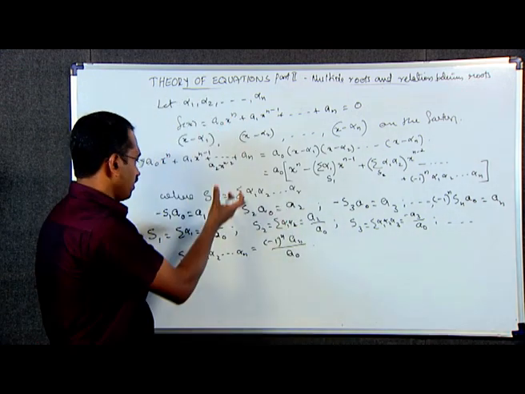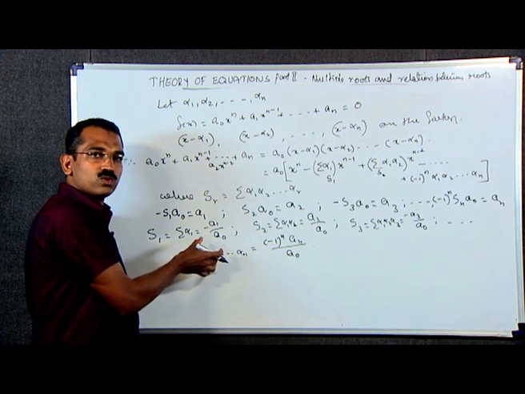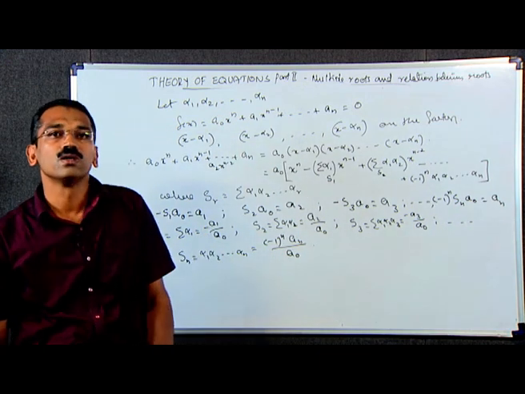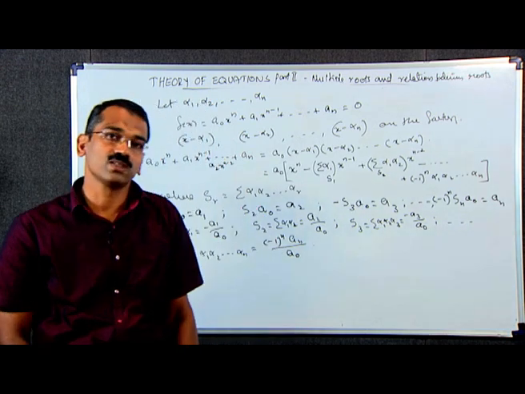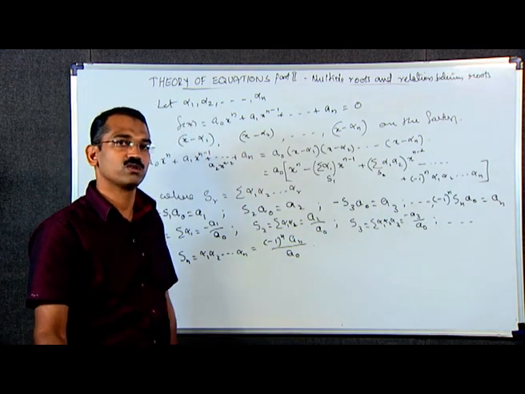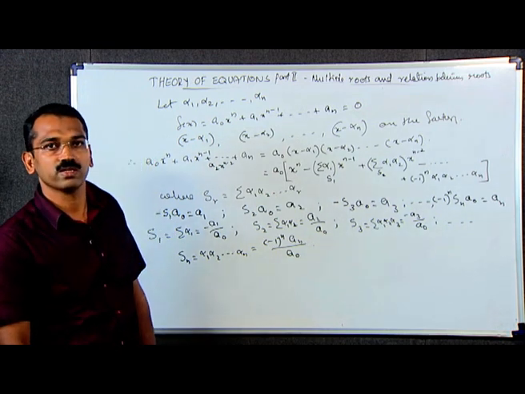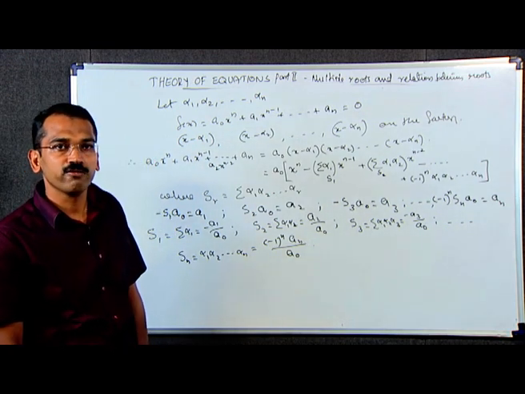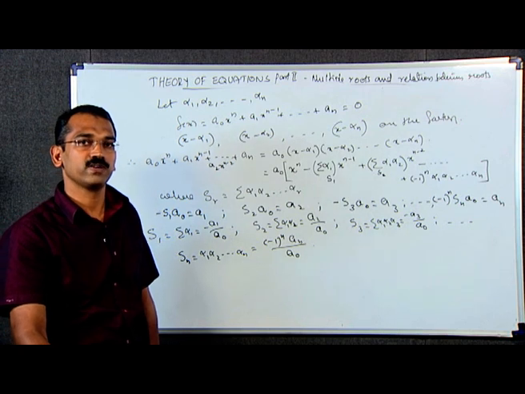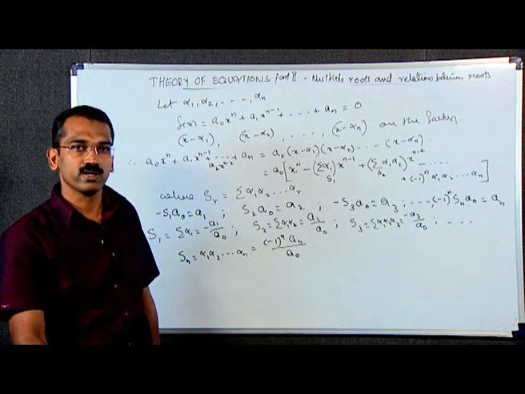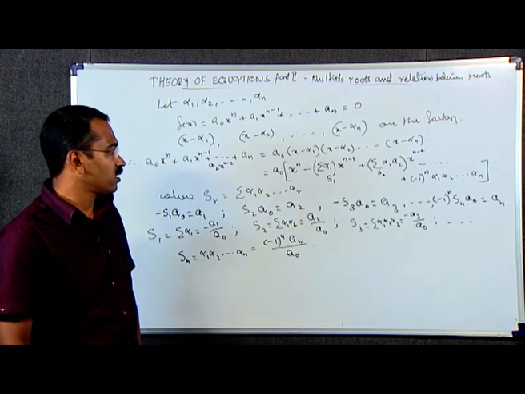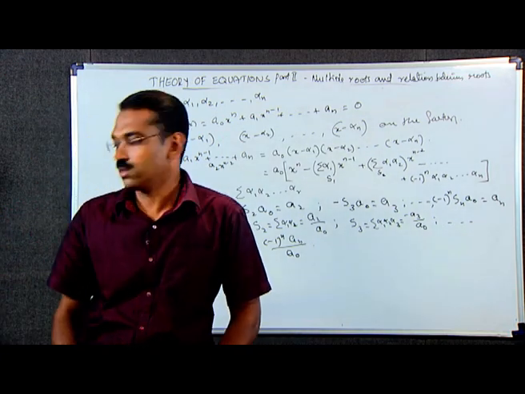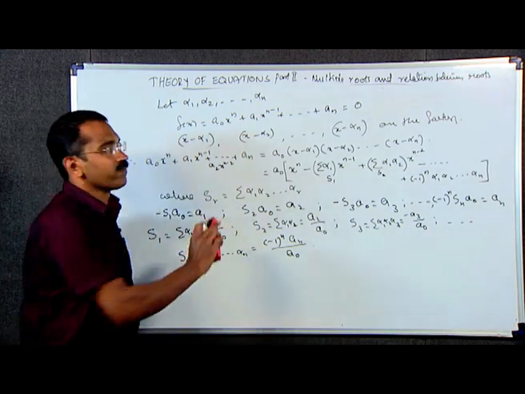These are the relations connecting the roots and the coefficients. These relations are not sufficient to find the values of the roots alpha 1, alpha 2, etc., alpha n. If an additional condition satisfied by the roots is also given, we can find the values of the roots alpha 1, alpha 2, etc., alpha n. Now, consider the example.